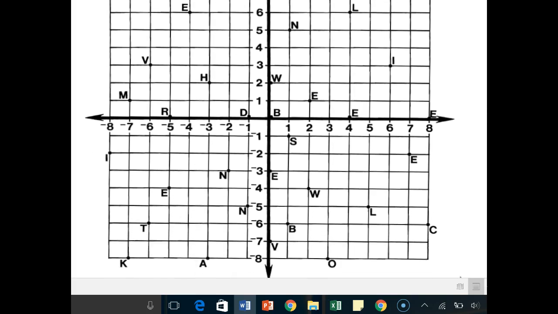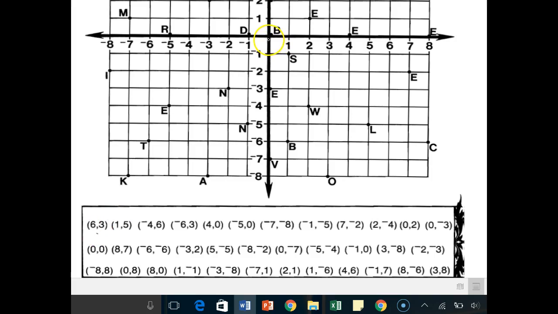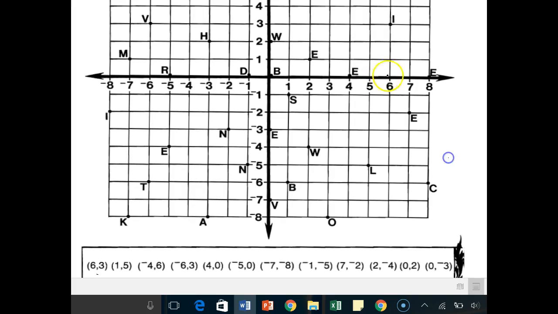So basically what we're going to do here, slowly but surely, is figure this out. So 6, 3. I'm going to move 6 spaces to the right. 1, 2, 3, 4, 5, 6. And 3 spaces up. 1, 2, 3. So 6, 3 is right here. So I'd label 6, 3, and I'll say that's I, and then I'll put I right there.